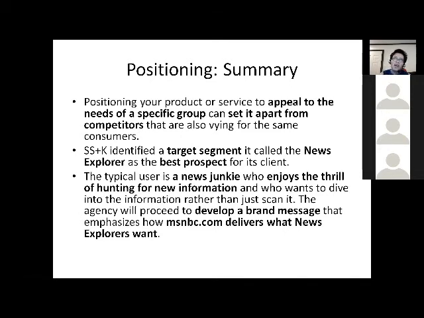And then once we have our segment, for example, the news explorer segment for msnbc.com, then it's a matter now of positioning the product. How can we best appeal to the needs of that segment that we chose from the segmentation earlier on in the process? Okay, then the second item, Ate Don, could you read please the second item?